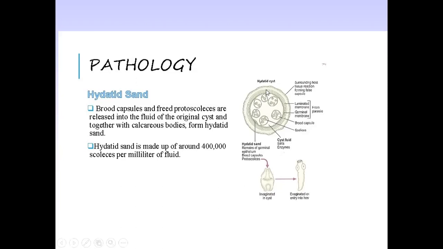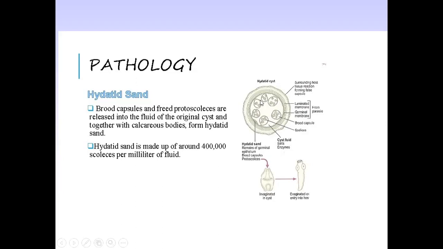The hydatid cyst has various layers. The outermost layer is a reaction of the fibrous tissue of the host to the presence of this parasite. Inside is going to be the reaction of the parasite. This is from the parasitic layer, and this is from the host layer. Then you have these brood capsules, which are produced from the surface of the inner layer of the cyst. These brood capsules will then have invaginations, and through a process of invagination, they are going to produce small structures which are known as the larval forms. And when this brood capsule breaks down, it is going to be in small pieces, and this is going to be known as the hydatid sand.